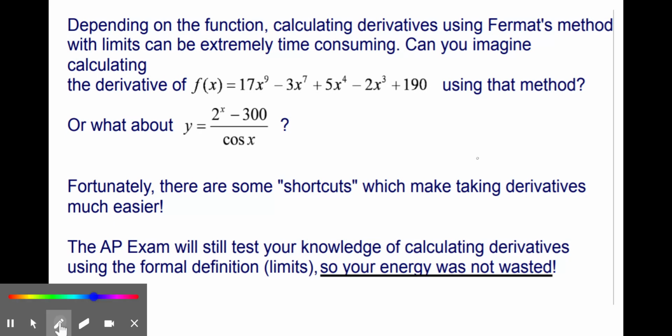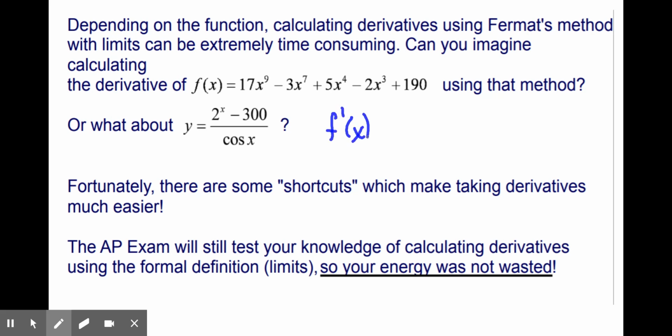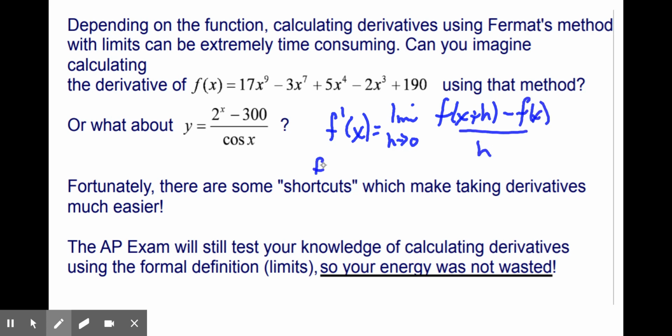All right, so let's talk about your limit definition. You know how to find the derivative of a function. f prime of x is equal to the limit as h goes to 0 of f of x plus h minus f of x over h. Or you could also use the alternate definition, that would find you the value at a point: f prime of c is equal to the limit as x goes to c of f of x minus f of c over x minus c. Now, that's wonderful, but what if you had to find the derivative of this?